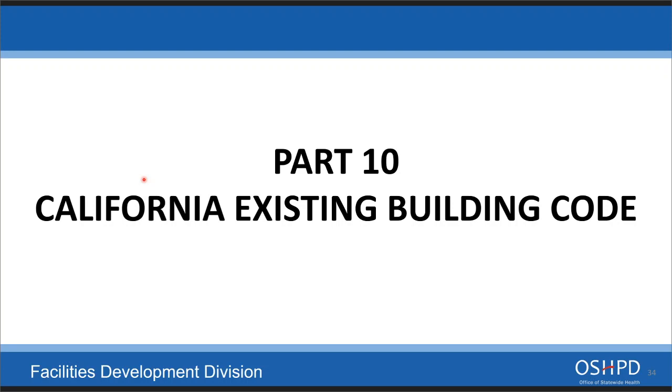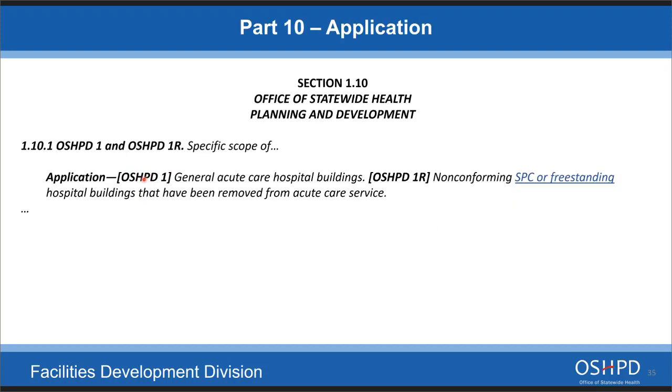Thanks, Dave. Okay, this is Richard again. We're going to go hit part 10 now. Caesar, can you do me a favor and move the pointer off the screen? Thank you. Again, you've seen this on all of them. We basically add non-conforming SPC or freestanding hospital for the application of buildings removed from acute care service. Next slide, please.